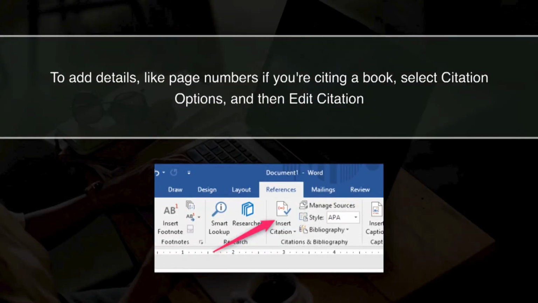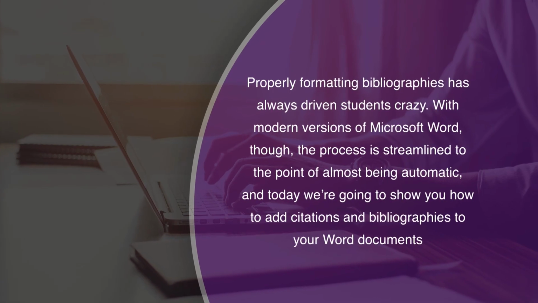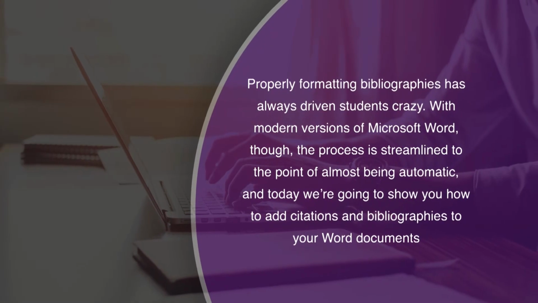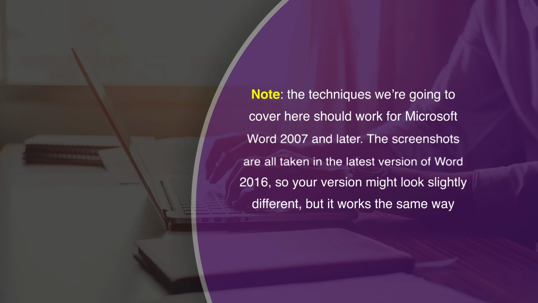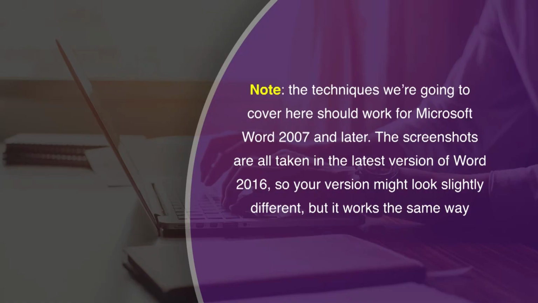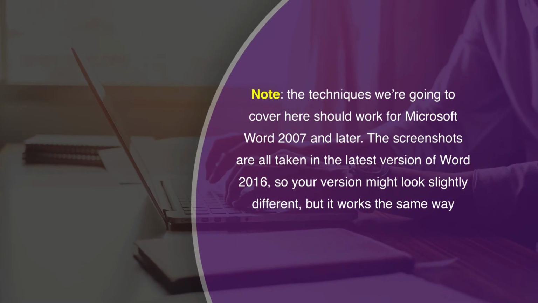So this is the way: you go to references, then insert citation, and finally you will find the tools coming up. Properly formatting bibliographies has always driven students crazy. With modern versions of Microsoft Word, the process is streamlined to the point of almost being automatic. Today we are going to show you how to add citations and bibliographies to your Word document. The techniques we are going to cover should work for Microsoft Word 2007, 2010 and 2017. The screenshots are all taken in the latest version, Word 2016, so your version might look slightly different, but it works the same way.